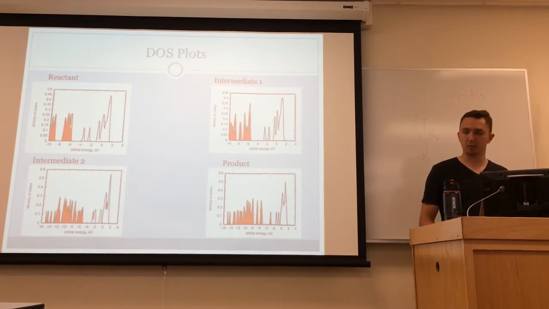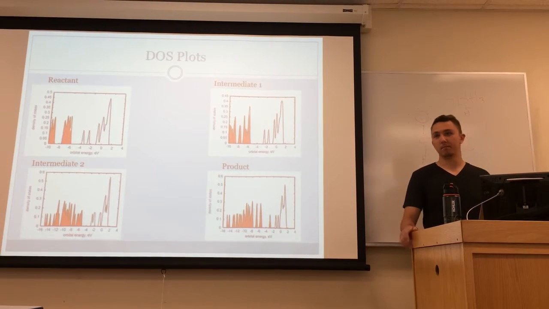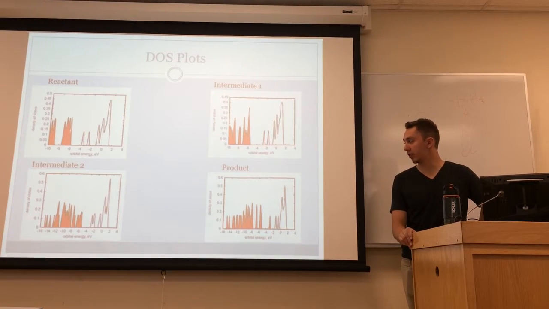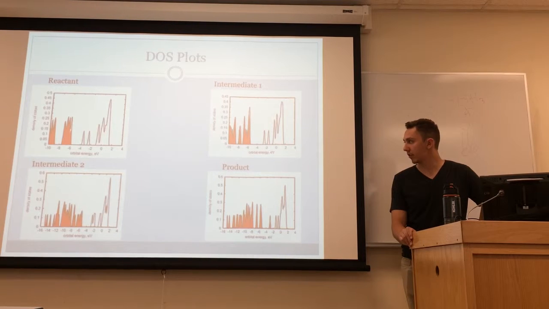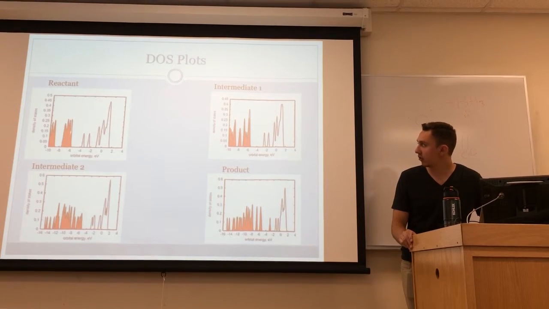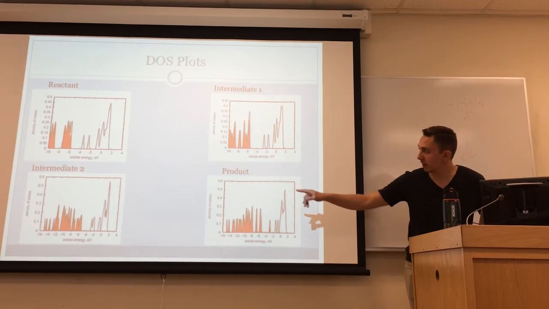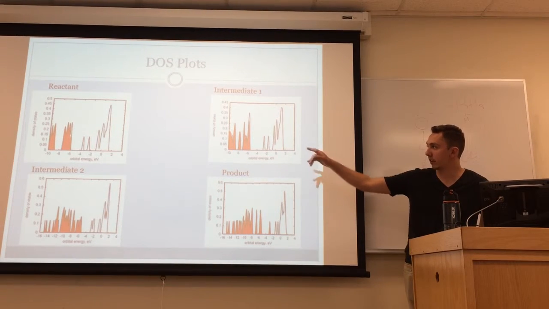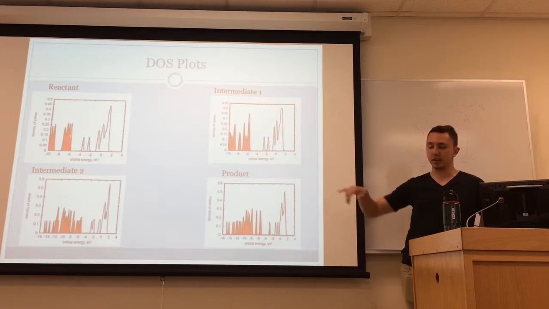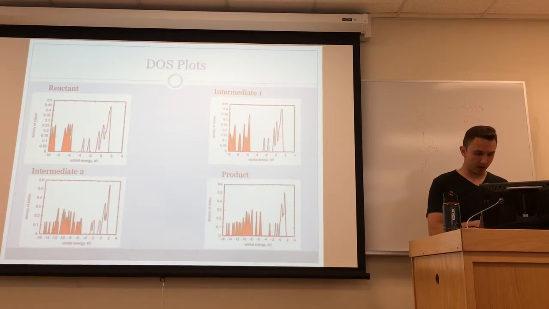Here's a density of states plot, backing up what I showed for the energies. In each one you can see a different shift, with the higher energies being the intermediate 2, the product and the reactant, whereas the intermediates are at lower energies, which is odd.